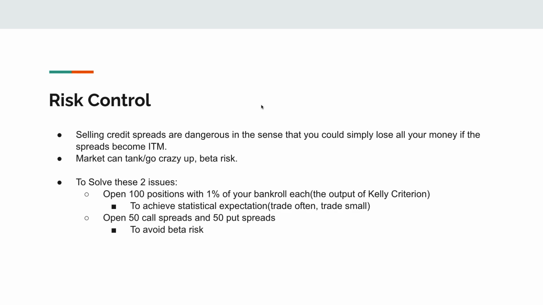You will open up 100 positions with 1% of your bankroll each. That is to achieve statistical expectations. So you trade often and you trade small. Another thing you would do is open up 50 call spreads and 50 put spreads. This is to avoid beta risk, so that if the market tanks, your put spreads don't get crushed, or if the market goes up crazily, you don't lose all your call spreads.